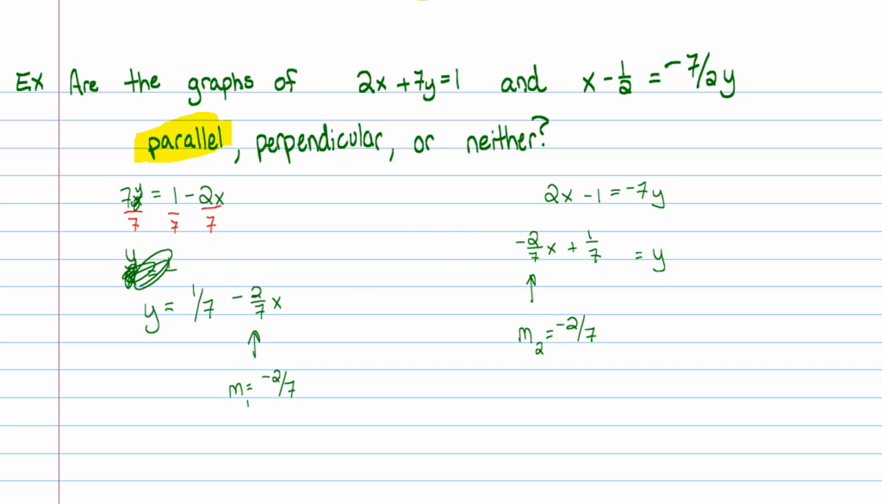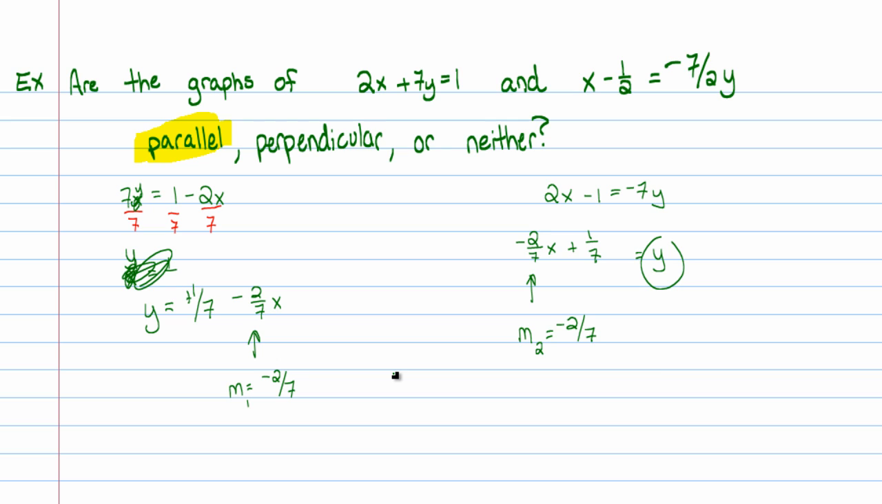How do I know they're the same exact line? Well, look at the equation here. This is y equals negative 2/7 x plus 1/7. Over here, this is y equals negative 2/7 x plus 1/7. They're the same line. But it doesn't matter whether it's the same line or not. You still go through the same process no matter what kind of problem is presented to you.